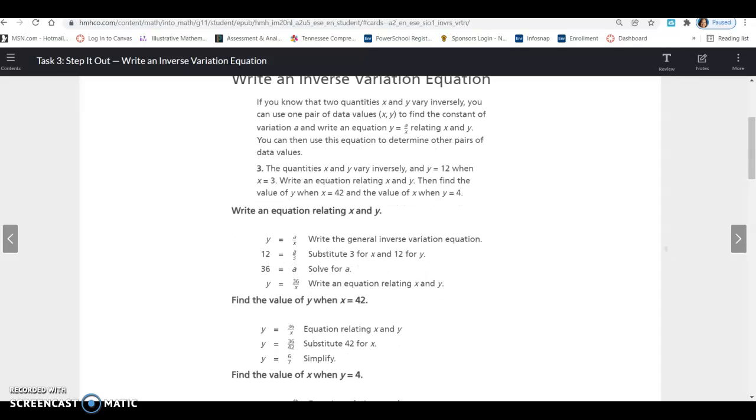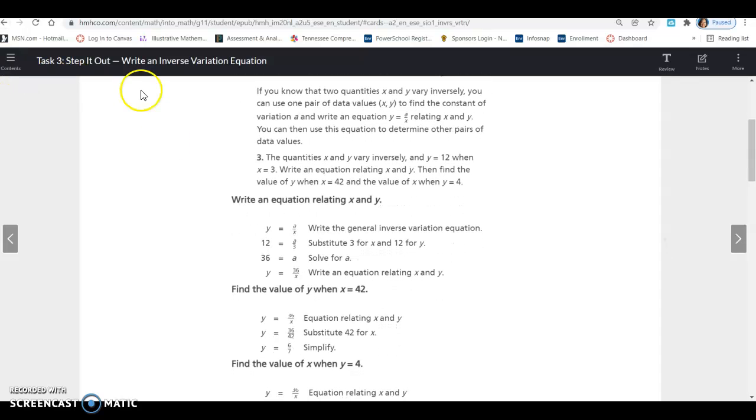Alright, so they give us some information. We're going to start with our general equation, y equals a over x, and then substitute the values 12 and 3 just to get started. So y is 12, we plug that in here, and x is 3. When we do that, we're left with only one variable, our a, so we can multiply both sides by 3 and solve for a. So when we're given an x and y, we can solve for a. So y equals 36 over x is our equation when we use these values to relate x and y.